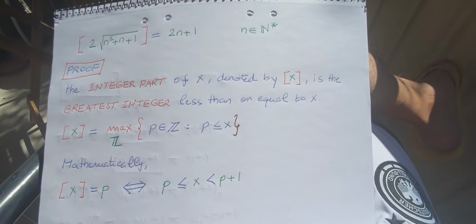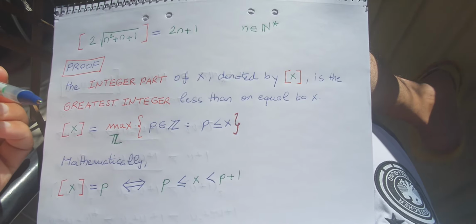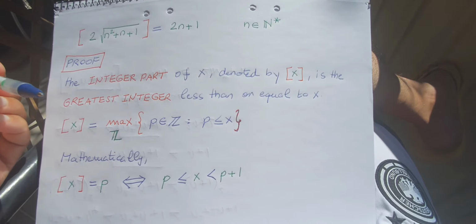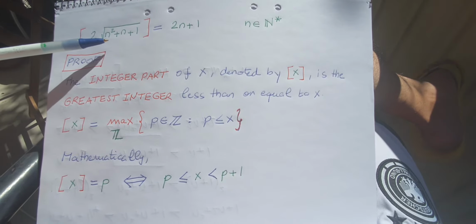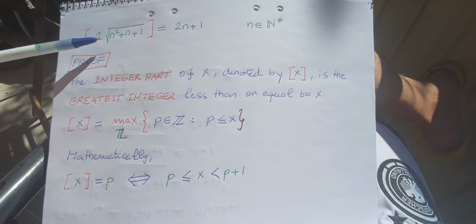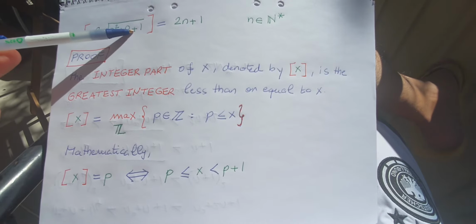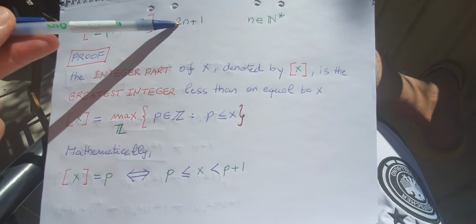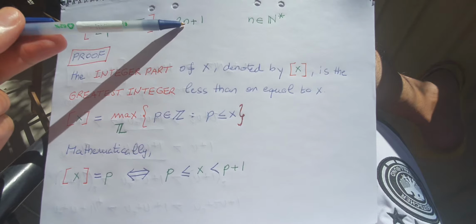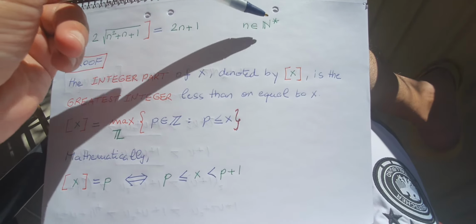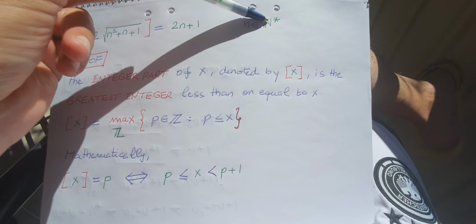So in this video we want to show the following: that the integer part of 2 times the square root of n squared plus n plus 1 is equal to 2n plus 1, where n is a natural number not equal to 0.